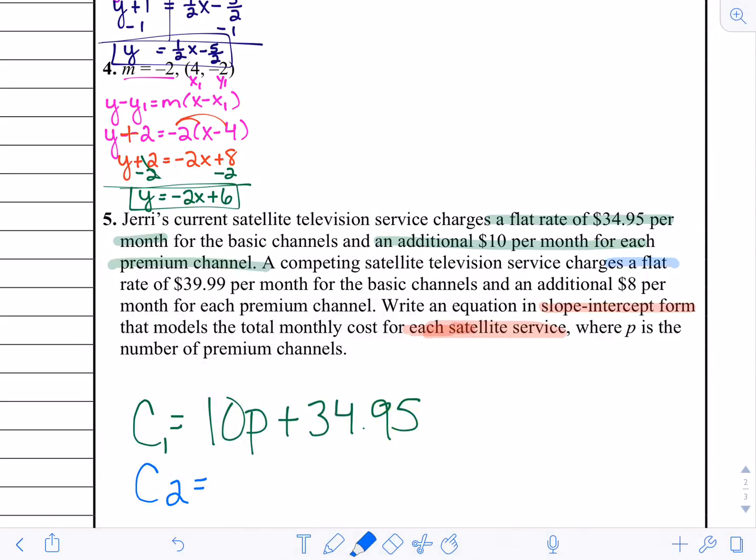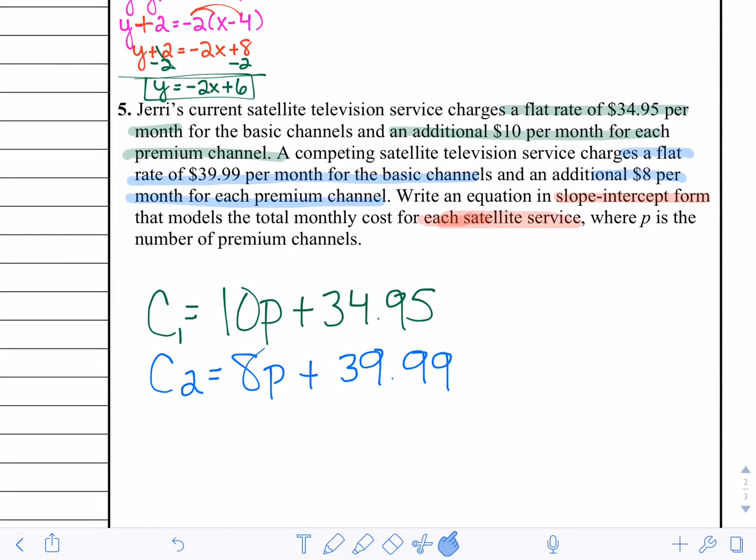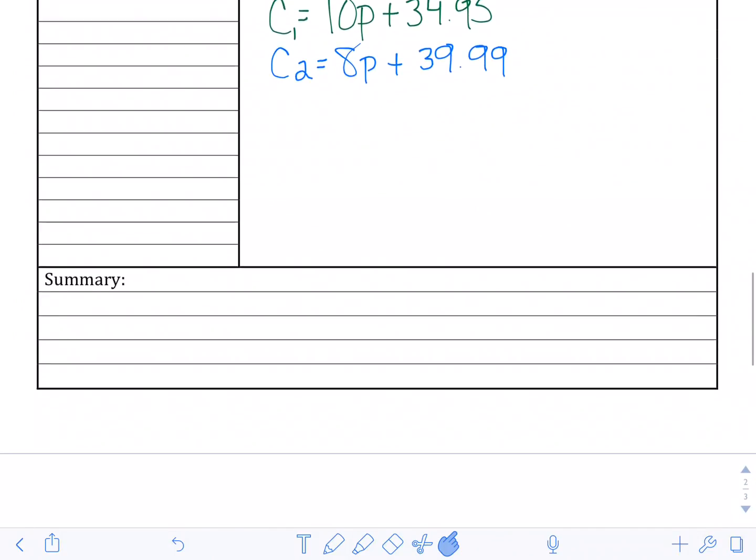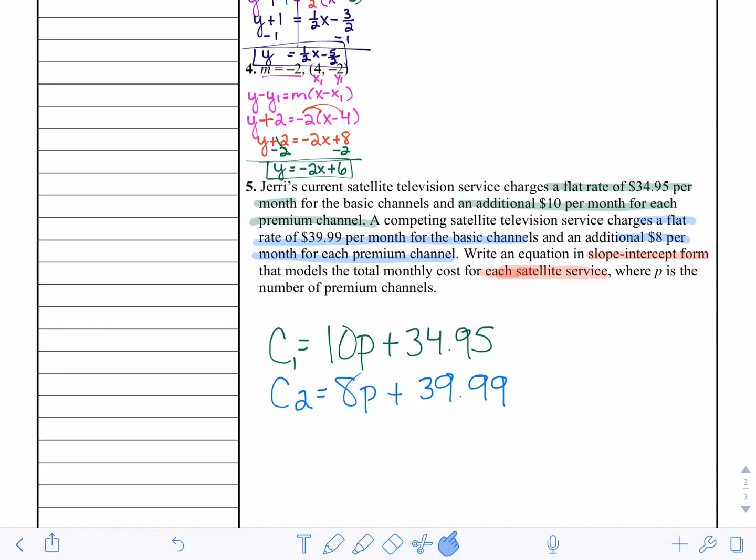It tells me that one has a flat fee of $39.99 per month. And we have an additional $8 per month for premium channels. So this one here is going to be, I have $8, oops, not highlighter, I want my pen back, $8 for a premium channel, and it's a flat fee of $39.99. So those are my two equations. That's all that I had to do. And that is it for the notes for 3-2.